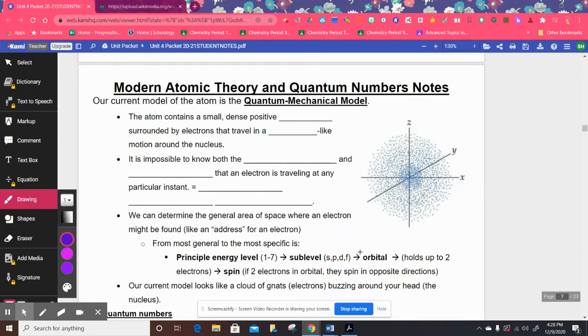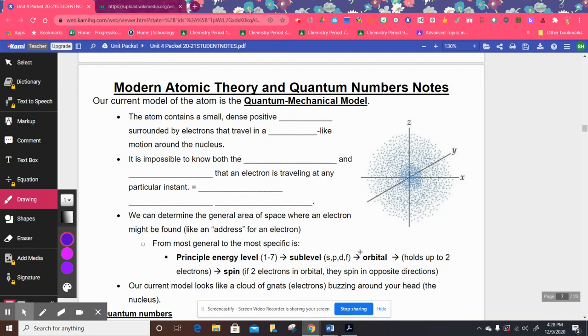Right, this is our lesson on modern atomic theory and quantum numbers. This is an introduction to the quantum mechanical model of the atom, which is our current model of the atom. If you remember back when we started learning about the atom, we learned about Dalton's model, and then we moved into Thomson's and Rutherford's and Bohr's model of the atom. So the quantum mechanical model is our current model of the atom.